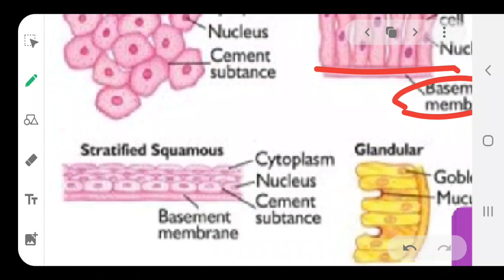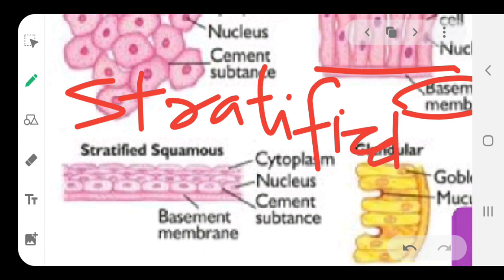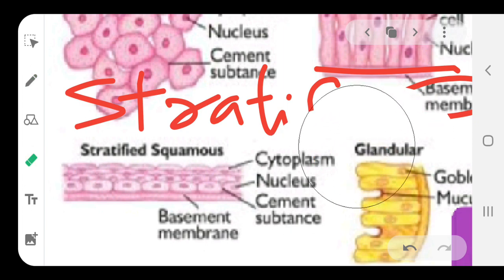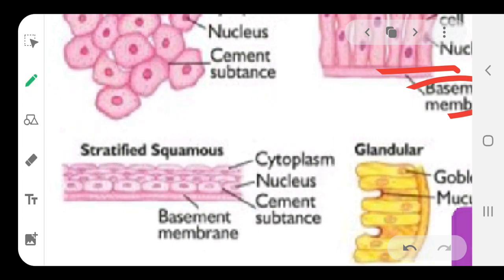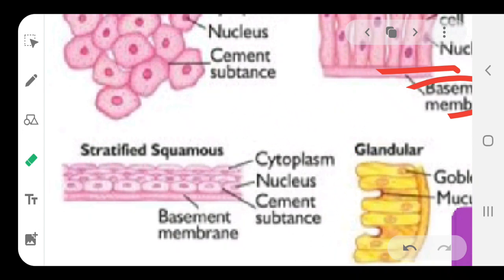Then we move to the third part, called stratified squamous. In this part of labeling, write down the terms. Again, the whole pinkish zone is the cytoplasm. In each cell you have a nucleus, and again they are joined through a cementing substance, and of course the lower base is the basement membrane. Again, pause the video when you write them, so that the labeling can be done properly.